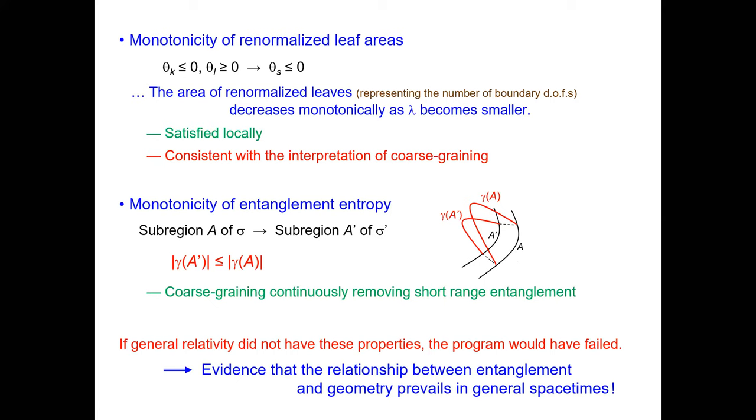That's a highly non-trivial statement from the bulk point of view. In the bulk, the area of the extremal surface anchored to the boundary of A prime is always smaller than the area of the extremal surface gamma A, which is anchored to A.